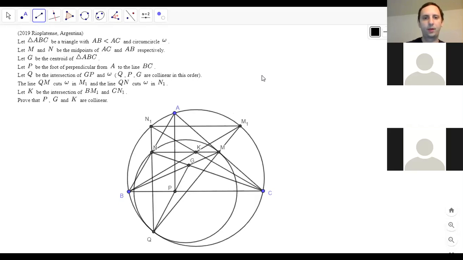Could be. Maybe we could use Pascal's again. So there's a couple of ideas I have. We could try using Pascal's again, although I'm not sure how great that would work. We could try Desargues, or we could try just using ratios. There's a couple of different ideas.